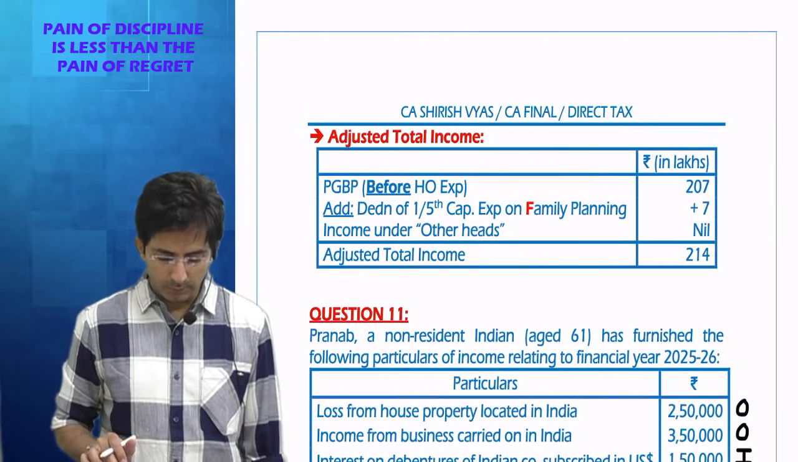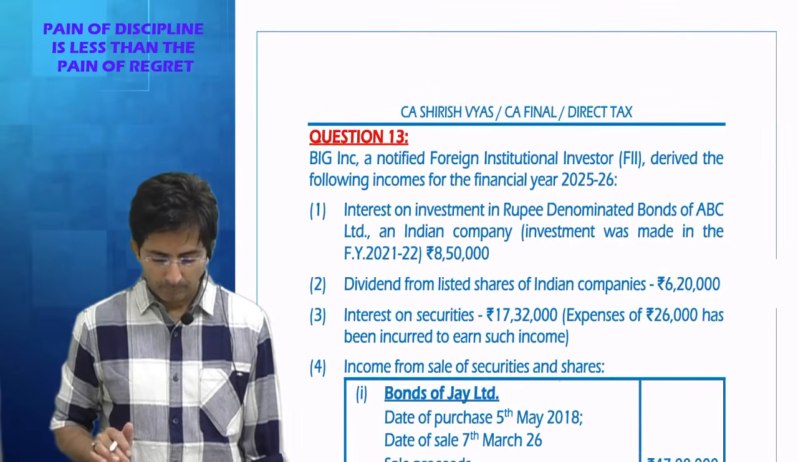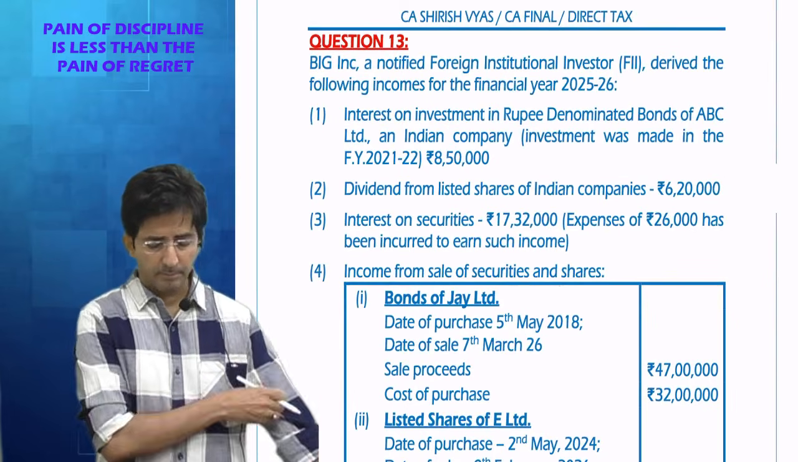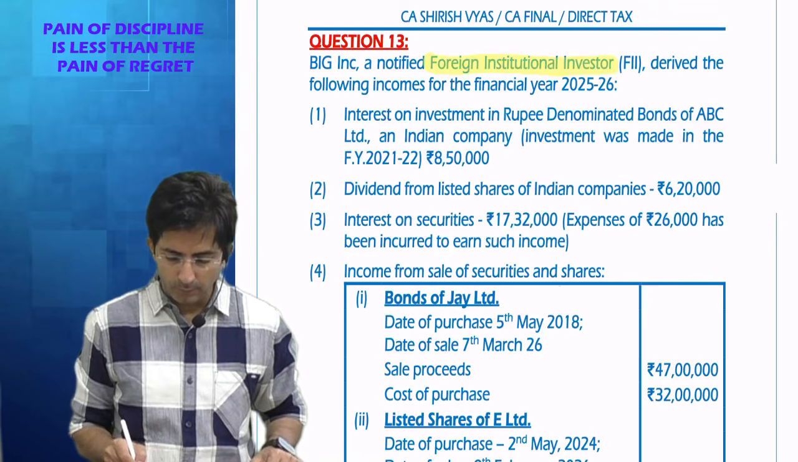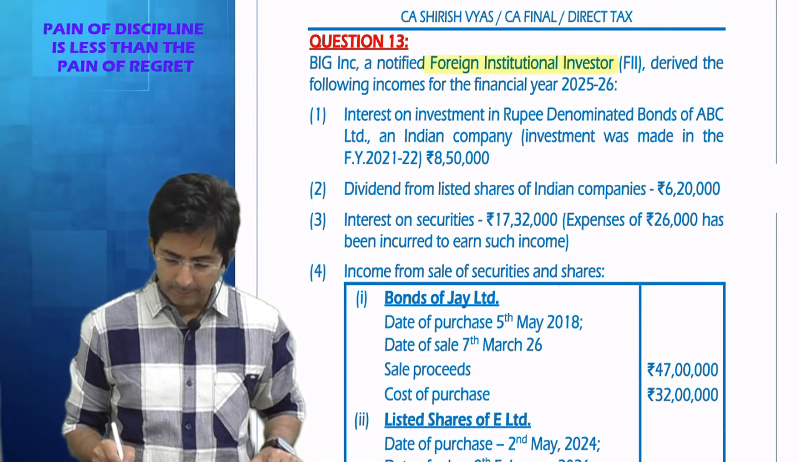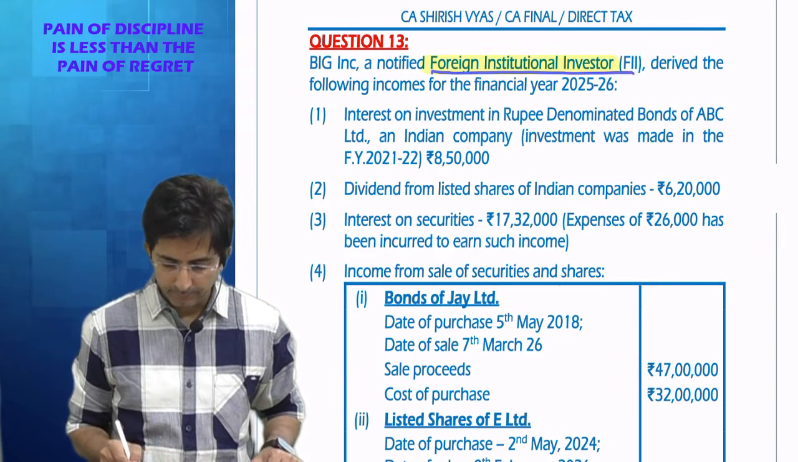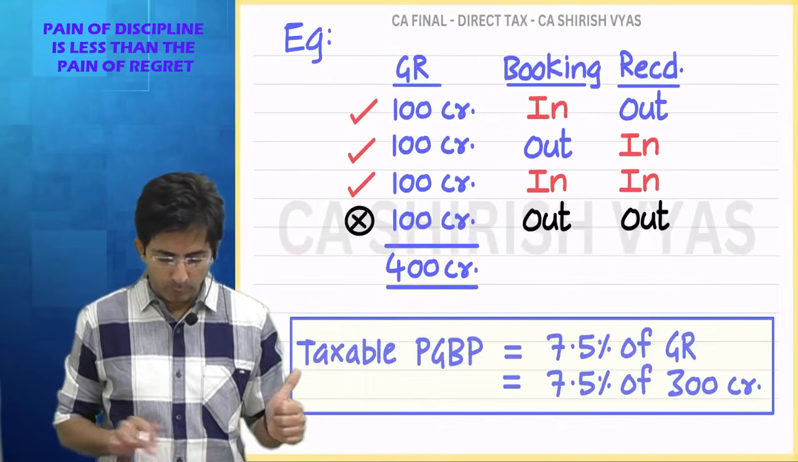Then one more question was there. Question number 13. Read this sum. This question was on FII. Those who have done the homework might have read it. The question is on FII. I'll do one thing. I will keep this theory open for you.